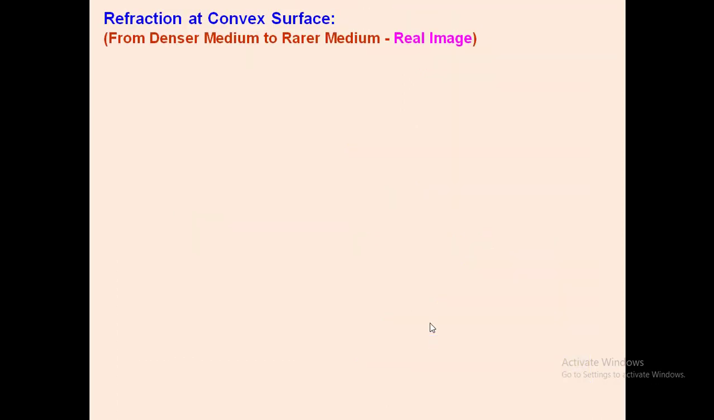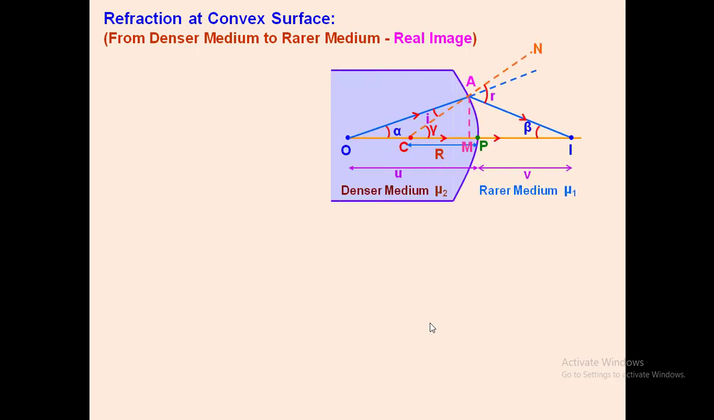Refraction at convex surface from denser medium to rarer medium, that is forming real image. This is the case. Now if you consider this, here the object is present inside the denser medium. It is going to emerge out when it undergoes refraction. It is going to converge here, so a real image is obtained. This is the first incident ray, first refracted ray, second incident ray OM, and MI is the second refracted ray. Both are meeting here, so you're going to have the real image.